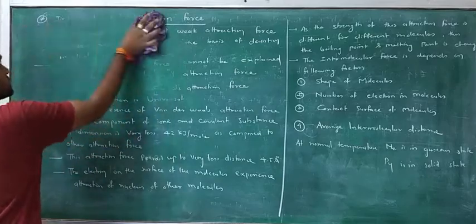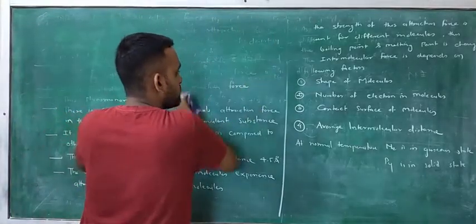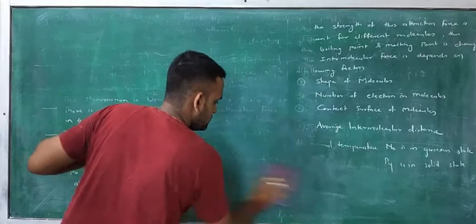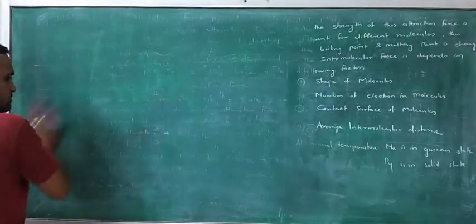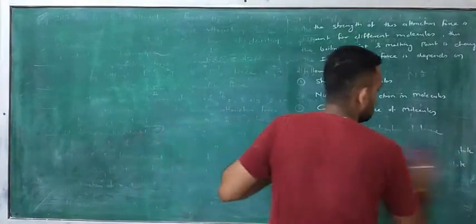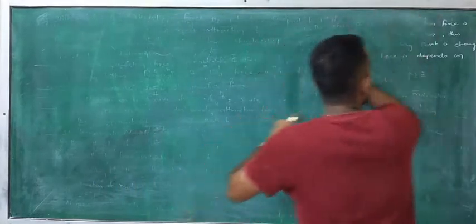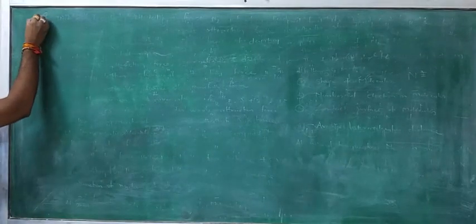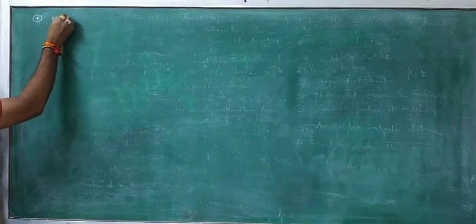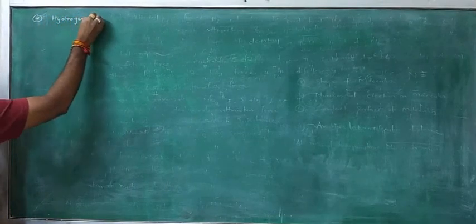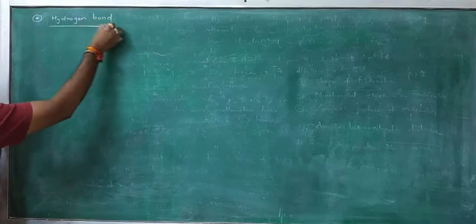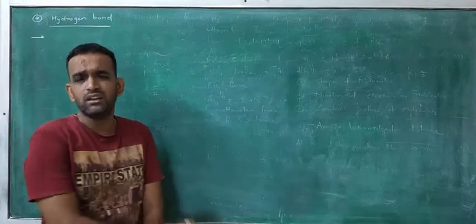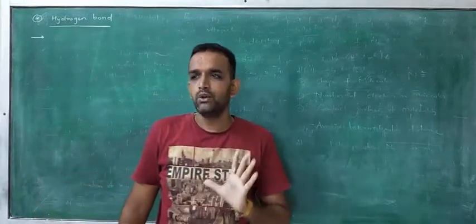Okay. Next one, that is hydrogen bond. Let us see. Next it will be given for hydrogen bond. Right? First point, nitrogen, oxygen and fluorine are strongly electronegative elements.